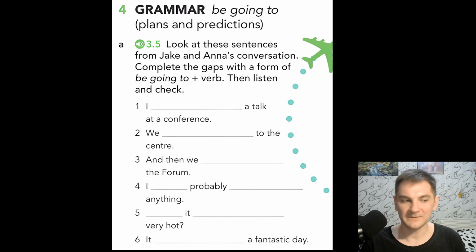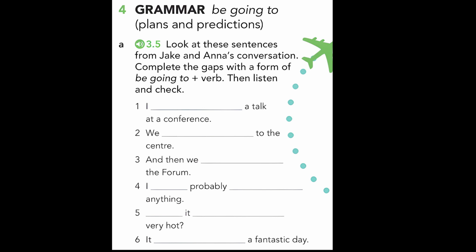You will be really confused here. But try to do this task. You need to put am, is, are before pronouns and then to add a verb. For example, like number 1, I'm going to give a talk at a conference. Or, I don't want to spoil all the pleasure. So do it, then check yourself.